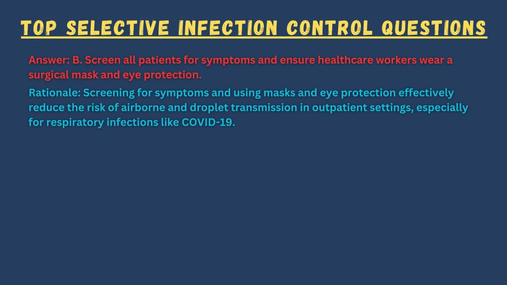Answer. B. Screen all patients for symptoms and ensure healthcare workers wear a surgical mask and eye protection. Rationale. Screening for symptoms and using masks and eye protection effectively reduce the risk of airborne and droplet transmission in outpatient settings, especially for respiratory infections like COVID-19.